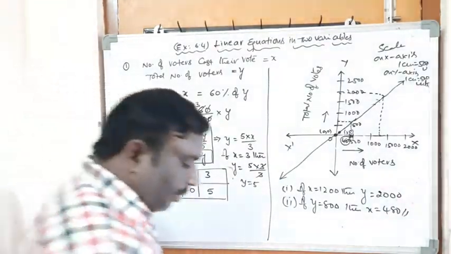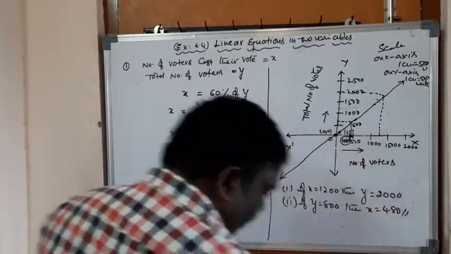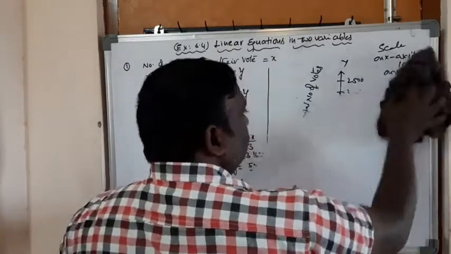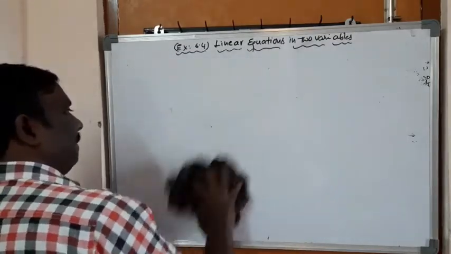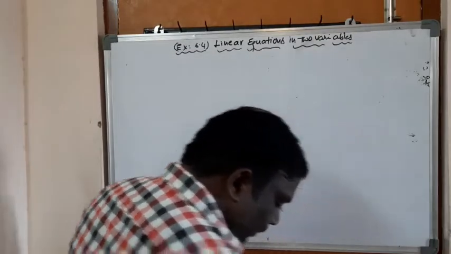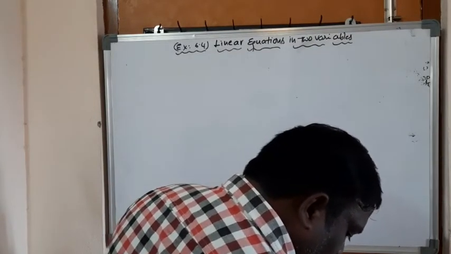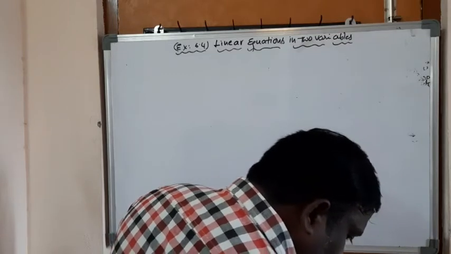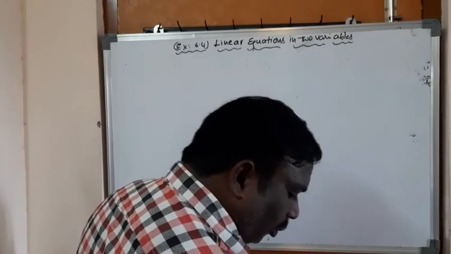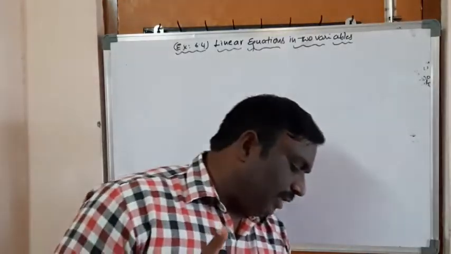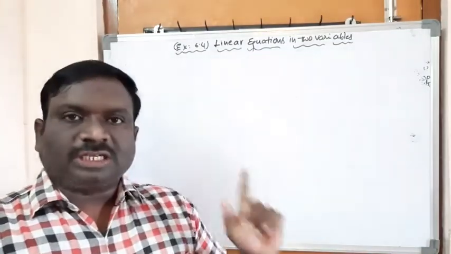Okay, so coming to the second question, you can do it on your own, and the third one is auto charges. So this is an auto charges model question. An auto charges 15 rupees for the first kilometer and 8 rupees for each subsequent kilometer. For a distance of x kilometers, an amount of y rupees is paid. So read the question carefully. First kilometer 15 rupees.